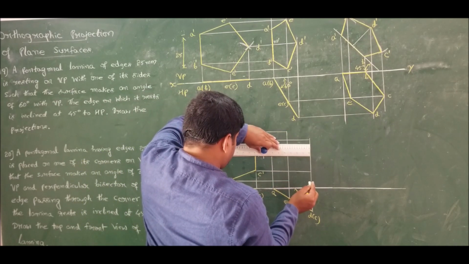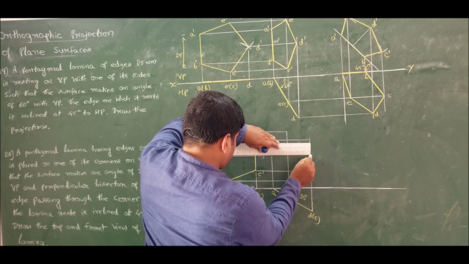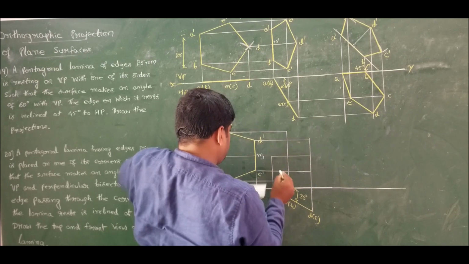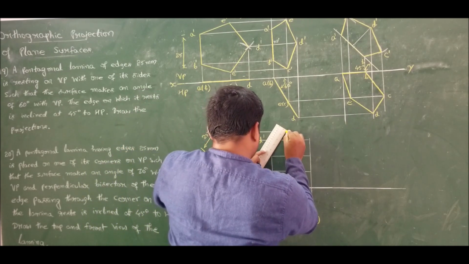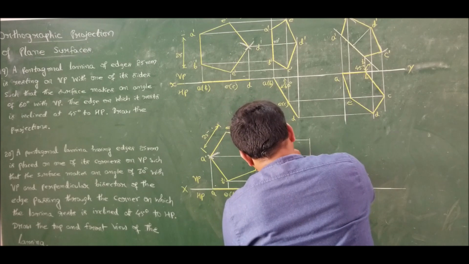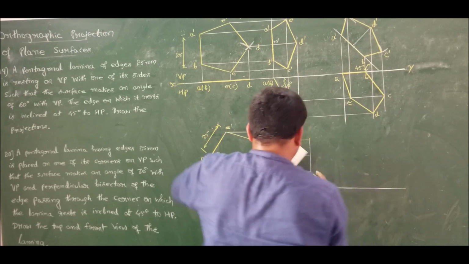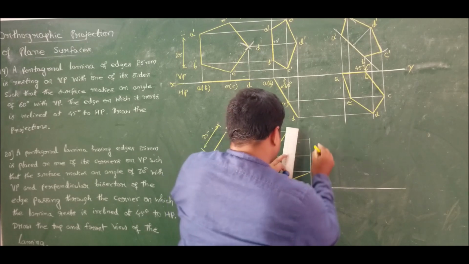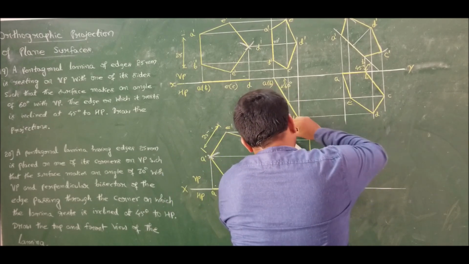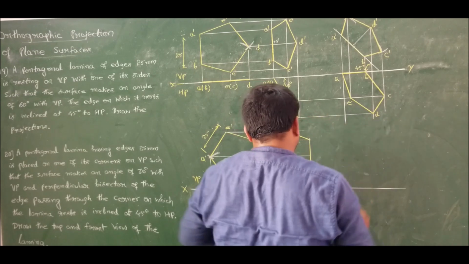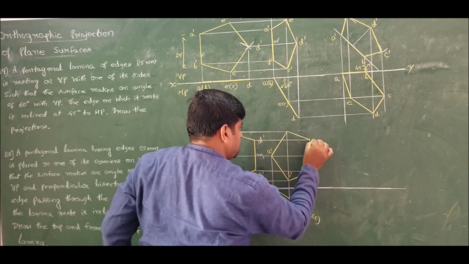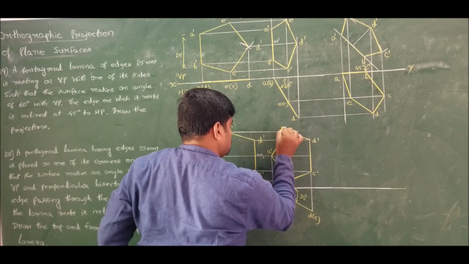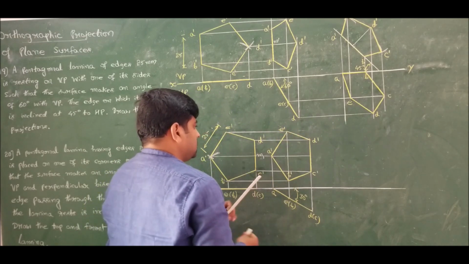So we have to join, we'll get E to A, A to B, B to C, C to D, and finally D to E. So this is A dash, B dash, C dash, D dash and E dash. Call this as M2.